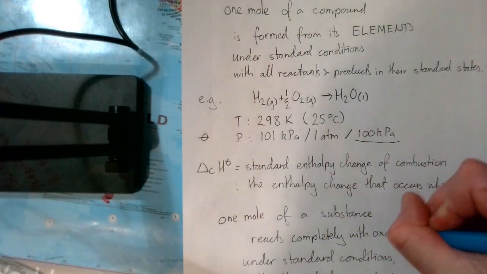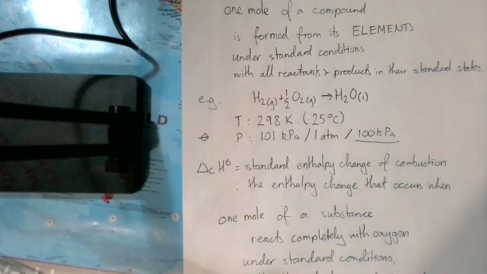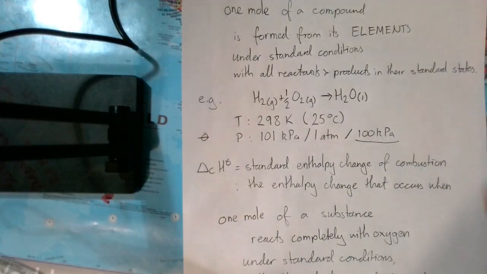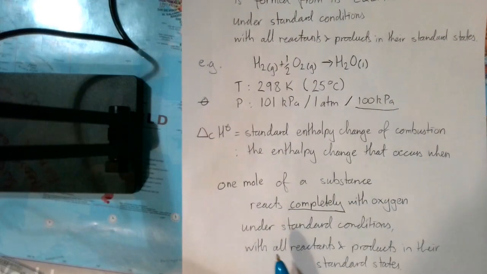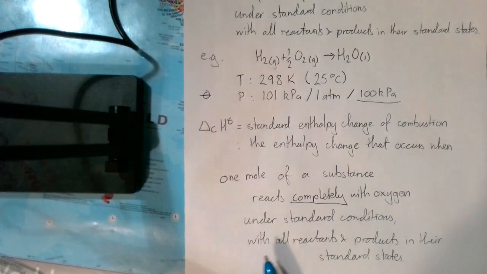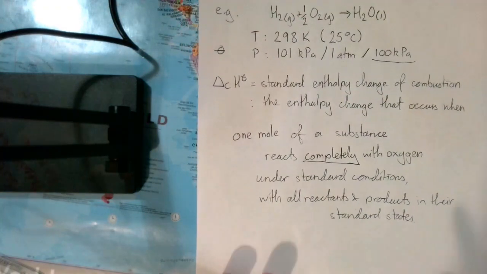with oxygen. So if you had carbon reacting with oxygen to form carbon monoxide, that would not be the standard enthalpy change of combustion. That's incomplete combustion. So this reacts completely is crucial. The typical answer from a year 12 does not have that included. And then we follow it up again with under standard conditions with all reactants and products in their standard states.